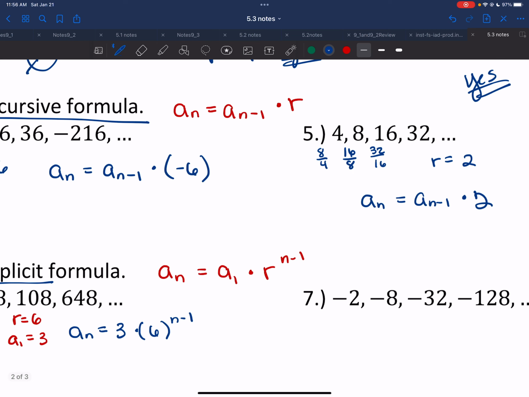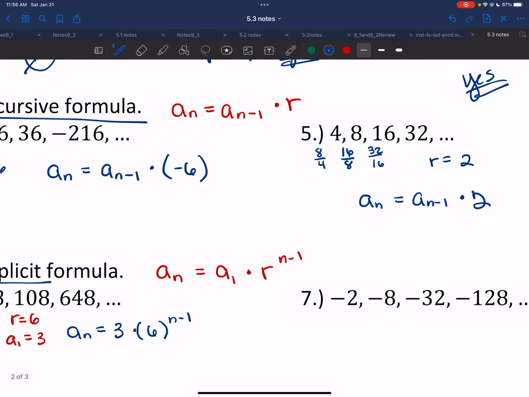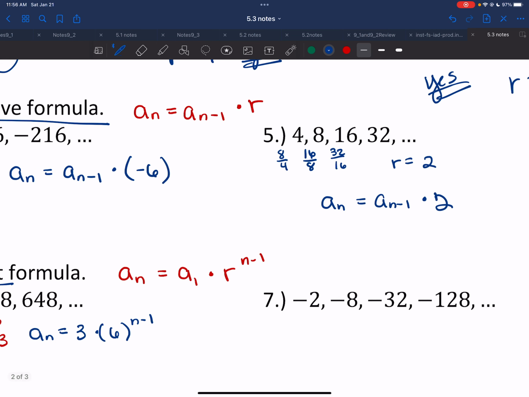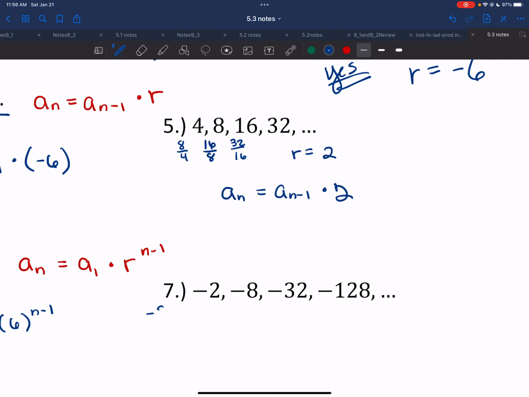Now let's look at number 7. Number 7, we have negative 8 divided by negative 2, so that gives us 4 for our ratio. And if I check 32 and 8 and 128 and 32, I get the same thing. My first term, a_1, is negative 2, so my equation is a_n equals negative 2 times 4 to the n minus 1.